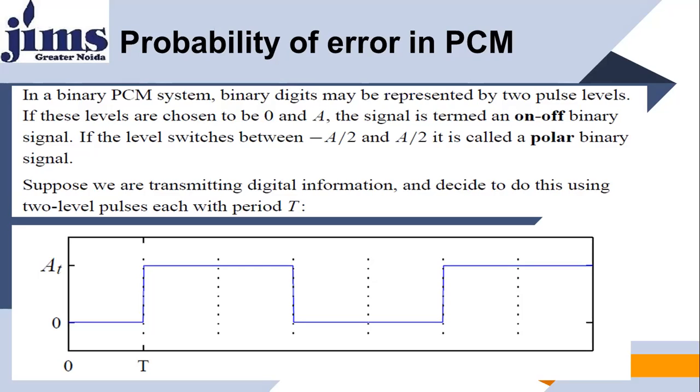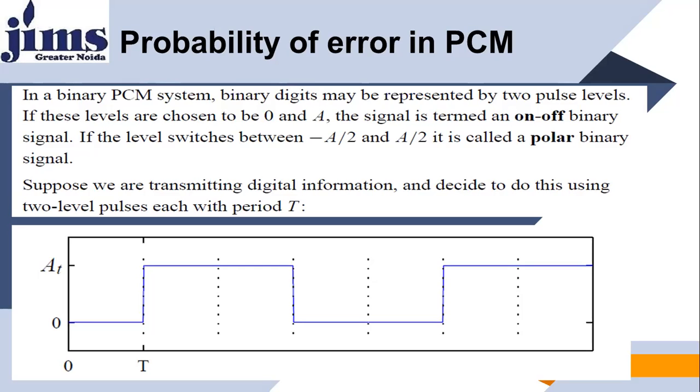Another way of representing these binary digits is if you choose labels between minus A by 2 and plus A by 2. In that scenario, the signal is a polar binary signal. So in a polar binary signal, digit 0 is represented by minus A by 2 volt and 1 is represented by plus A by 2 volt, right?